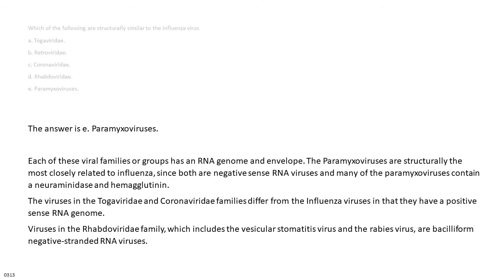Each of these viral families or groups has an RNA genome and envelope. The paramyxoviruses are structurally the most closely related to influenza, since both are negative sense RNA viruses and many of the paramyxoviruses contain neuraminidase and hemagglutinin. The viruses in the Togaviridae and Coronaviridae families differ from the influenza viruses in that they have a positive sense RNA genome. Viruses in the Rhabdoviridae family, which includes the vesicular stomatitis virus and the rabies virus, are bacilliform negative stranded RNA viruses.